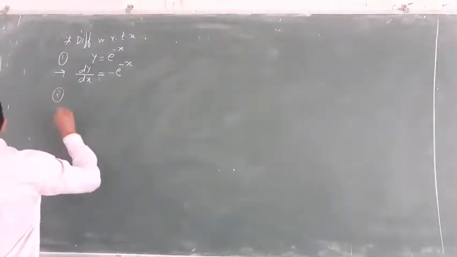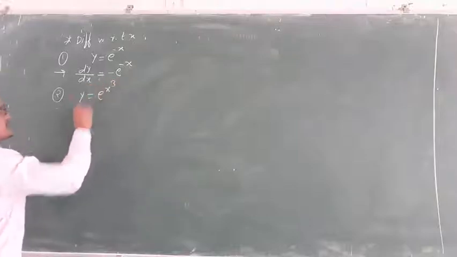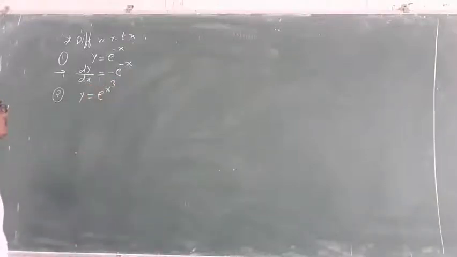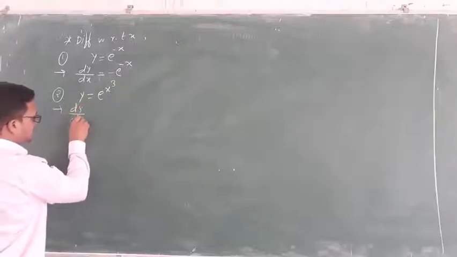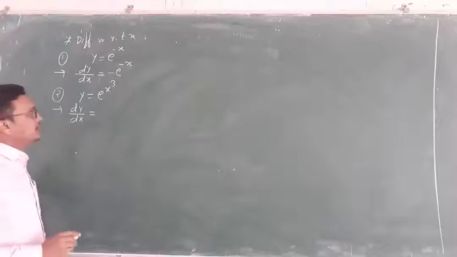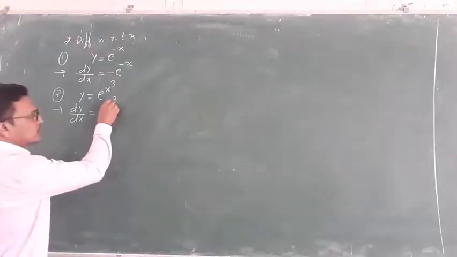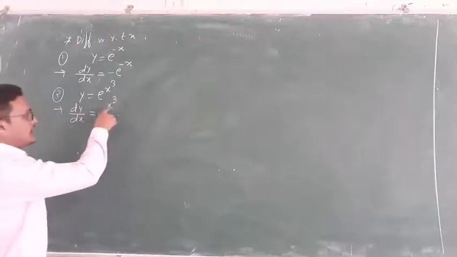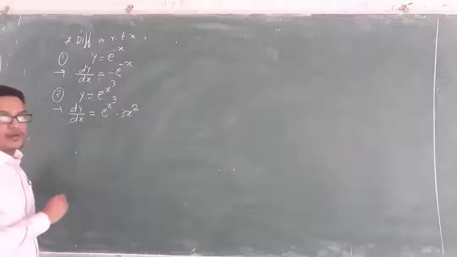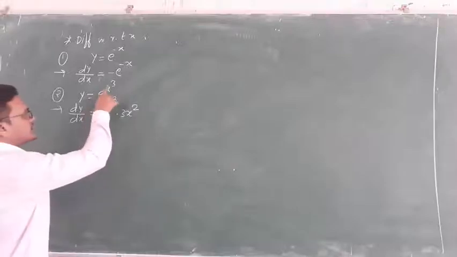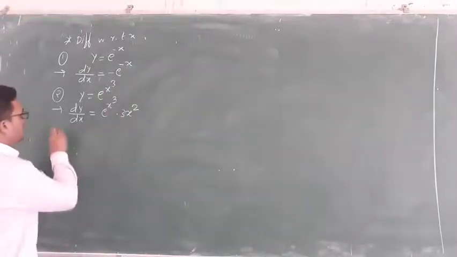Second one, y is equals to e to the power x cube. So again, dy by dx is equals to derivative of e to the power x cube, which is e to the power x cube only into x cube derivative is 3x square, because this is a composition function. So derivative of exponential function is as it is, into x cube derivative, 3x square.